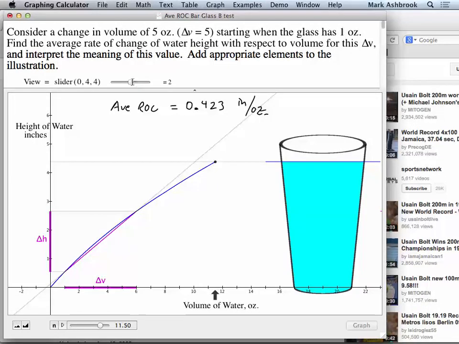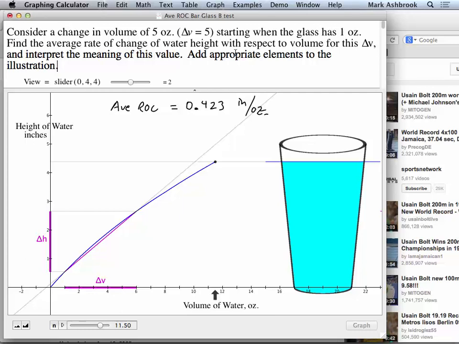Agree? You guys are all ahead of me today. Exactly. So there it is. So there's the corresponding change in height, and then the purple straight line is showing the average rate of change for that change in volume.